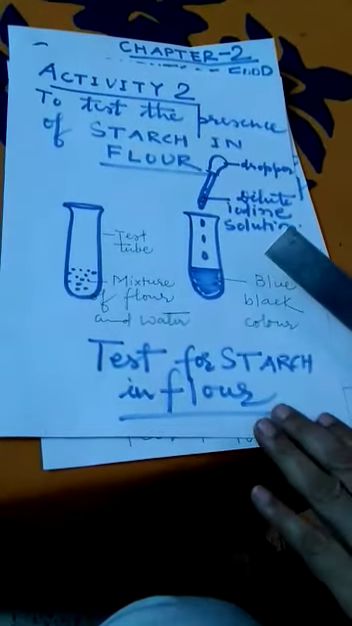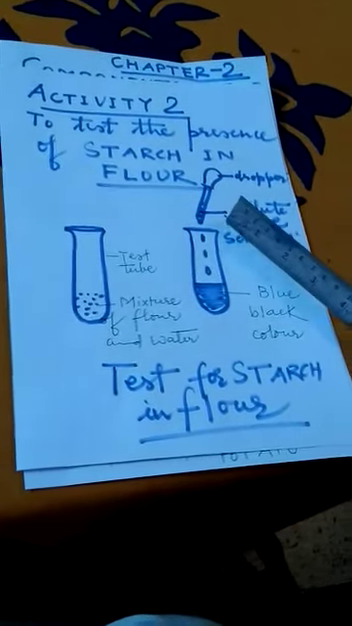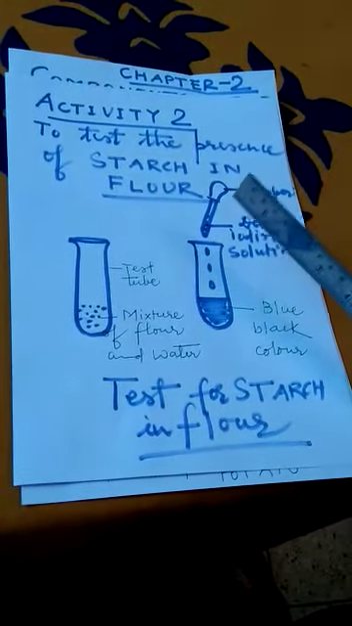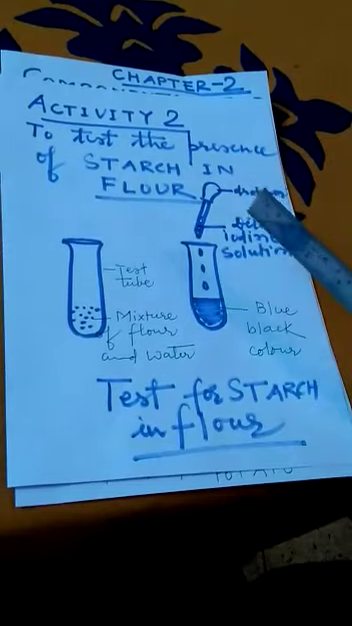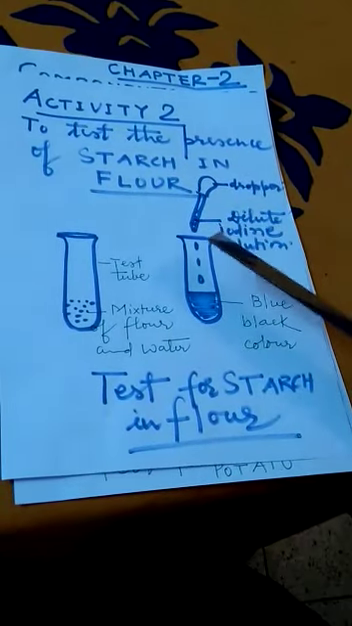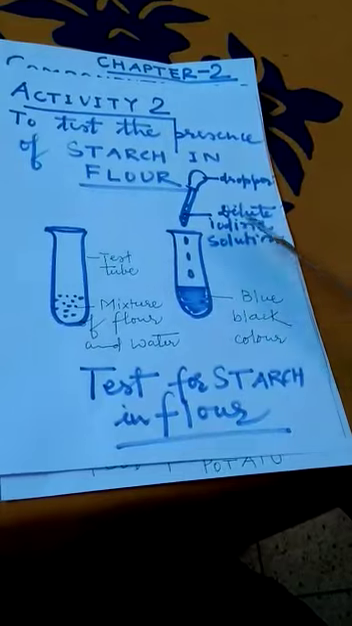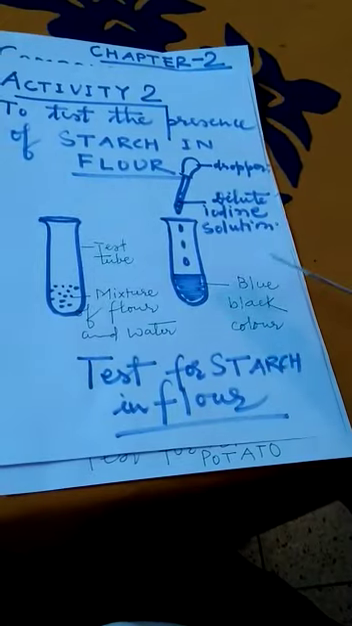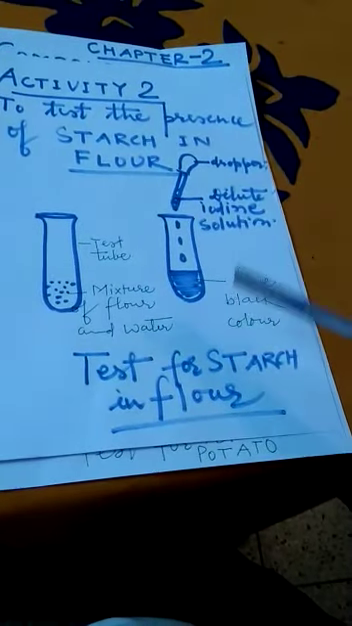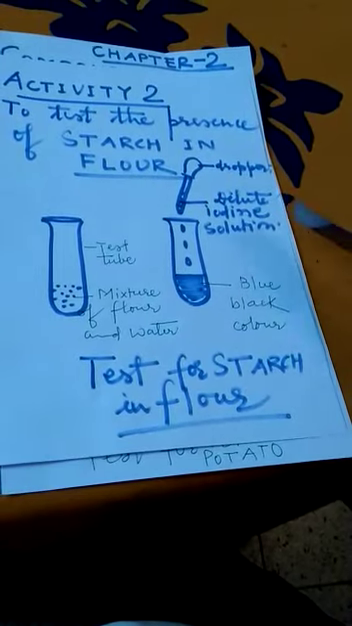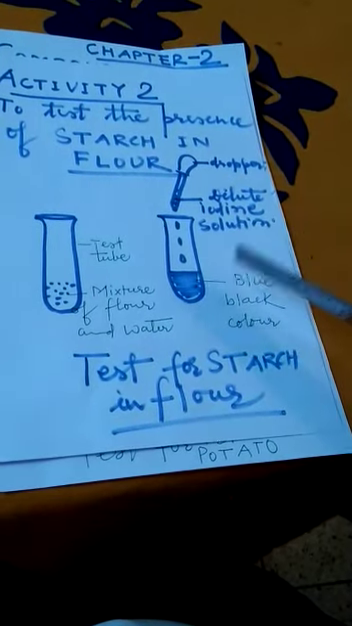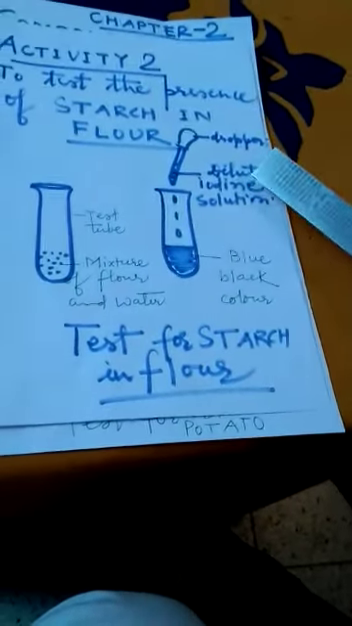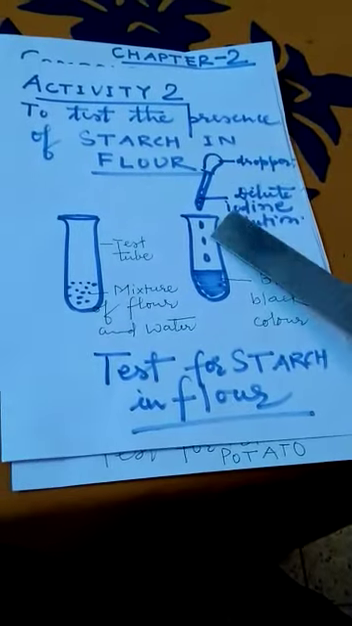So, if the given sample of food contains starch, it will turn blue-black in color when dilute iodine solution is added, and the blue-black color certifies and identifies the presence of starch in the given sample of the food.